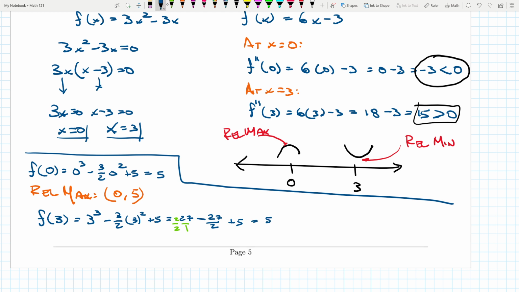So that's 54 halves minus 27 halves. Or let me do this 5 over 1 as well, so we can have all halves. 5 times 2, that's going to be 10 halves. So 54 minus 27 is 27. 27 plus 10, that's 37 over 2. So we have a relative min at the point 3, comma 37 over 2.